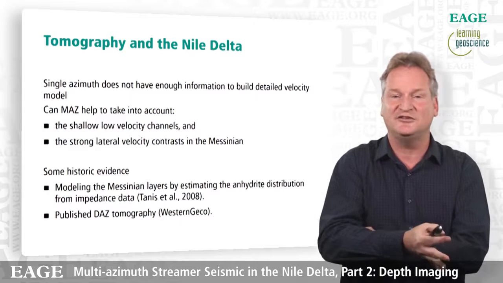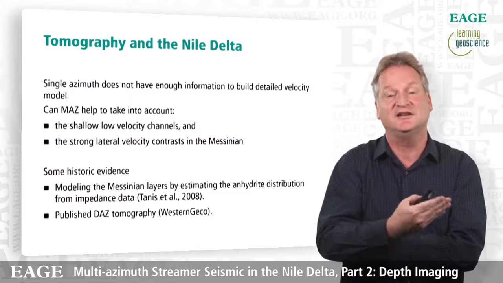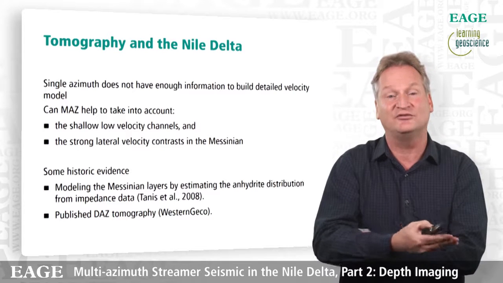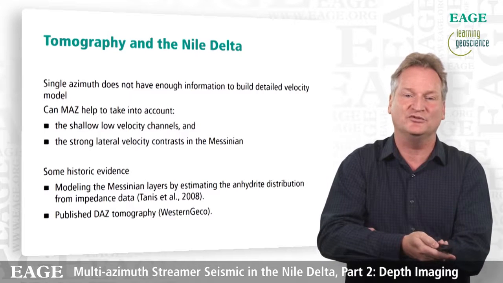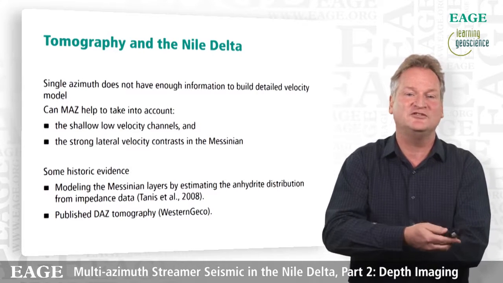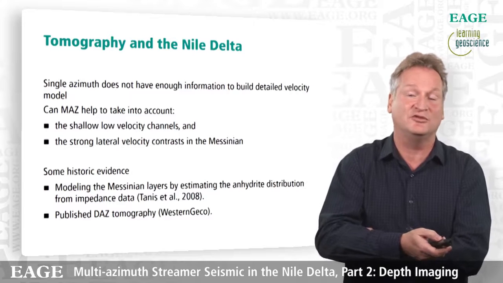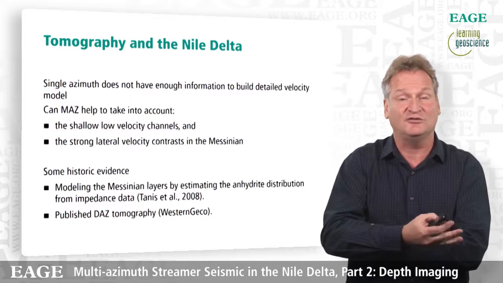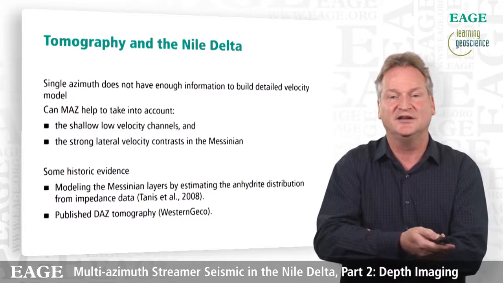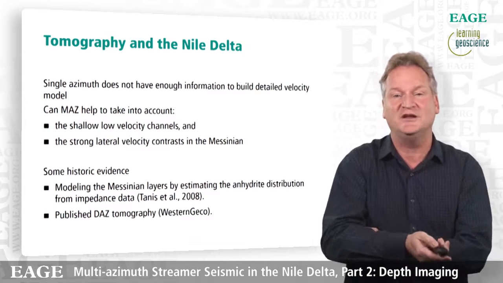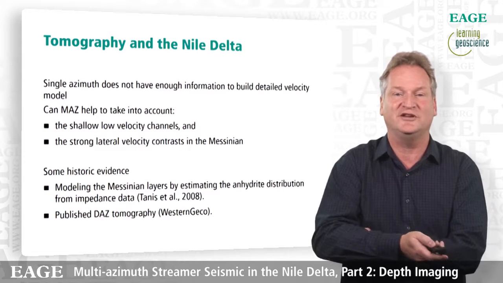That was only partly successful, but it did show that there's actually information there that we can use to try to go after building an accurate velocity model. And at that time also Western GECO had been showing some results from dual azimuth tomography, so using multiple data sets to basically improve their velocity model building. So all these things are pointing that there should be a depth imaging solution using multi-azimuth seismic.